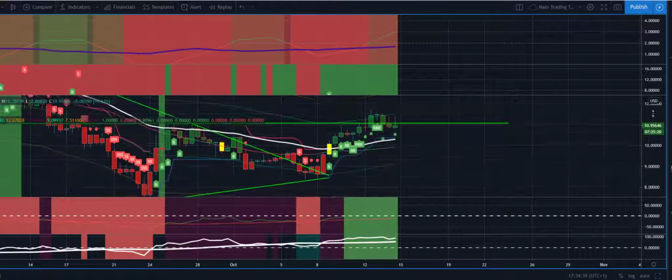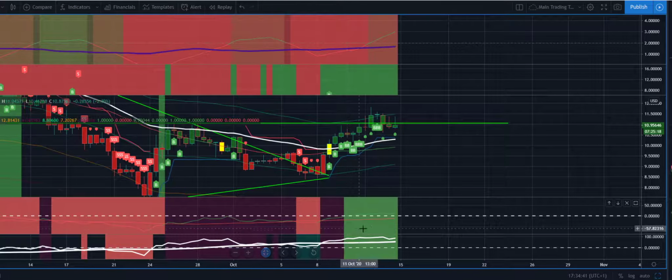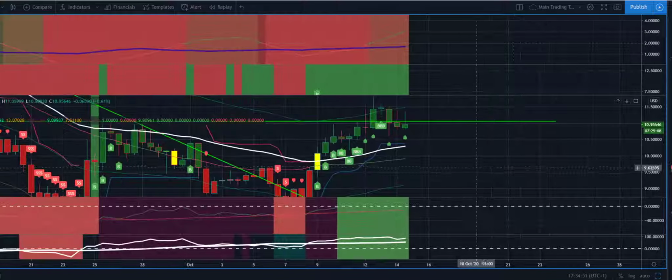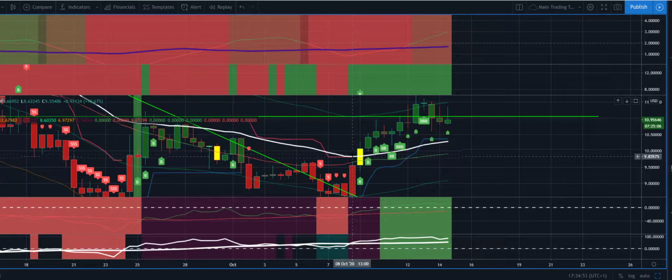However, we are starting to see the price trend indicator turning a strong green. We're also seeing green candles on the 12-hour. So this is looking quite bullish. I've been in a long in Link since this break here, which is at about $10. So I'm currently in a long myself.